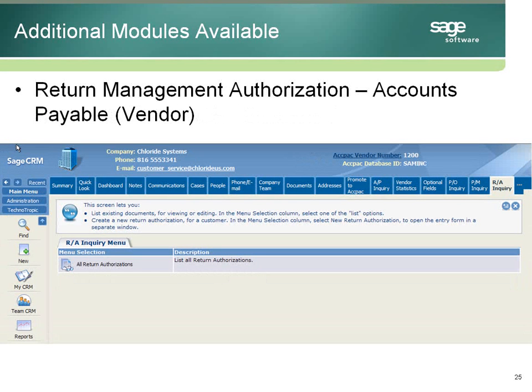The next tab is also related to return management authorization, and that's accounts payable for vendors. So we can actually see a list of all return authorizations related to our vendor, for example, Chloride Systems, Accpac vendor number 1200.